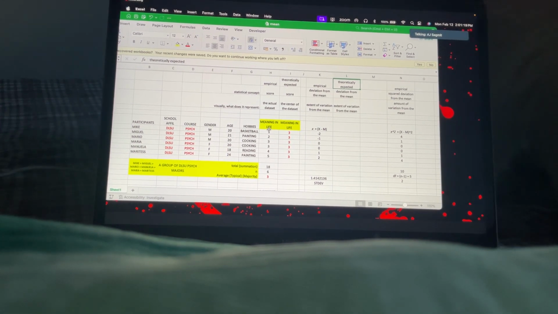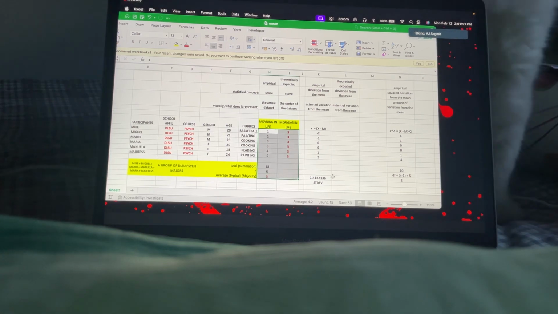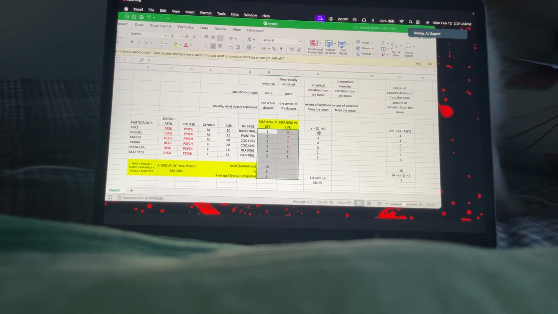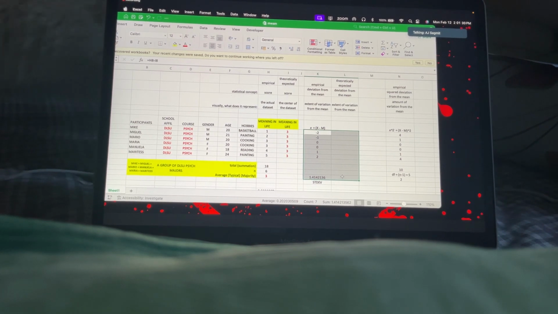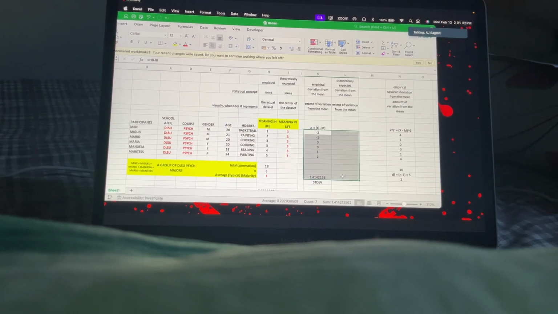Look at the pattern here. Apply mo yung pattern dyan, dito. So what would be the value of the theoretically expected deviation from the mean?